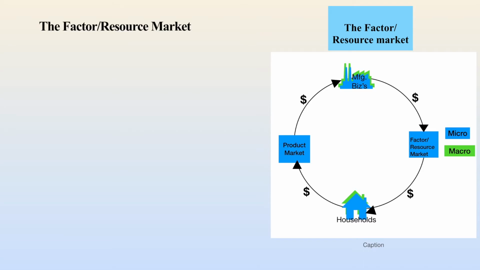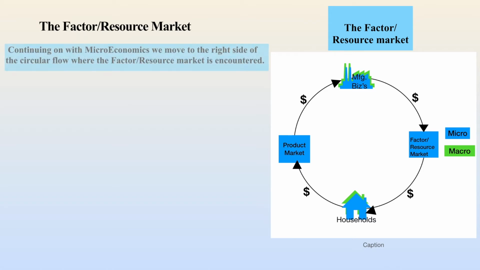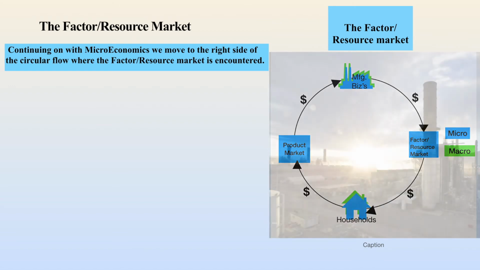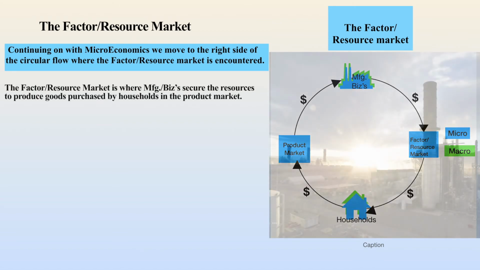The factor resource market. Continuing on with microeconomics, we move to the right side of the circular flow where the factor resource market is encountered. The factor resource market is where manufacturing businesses secure the resources to produce goods purchased by households in the product market.